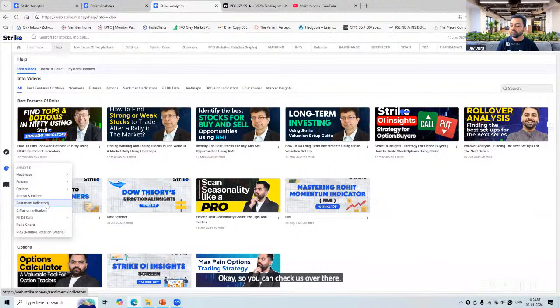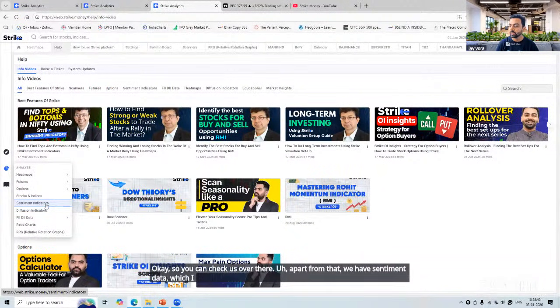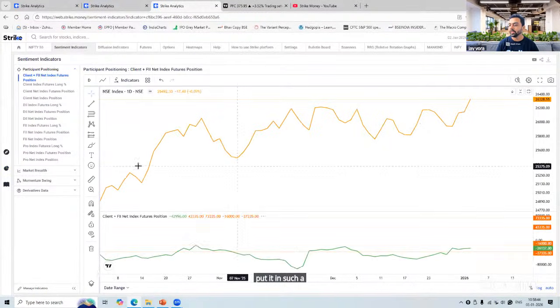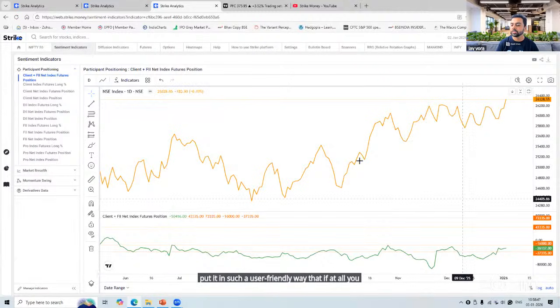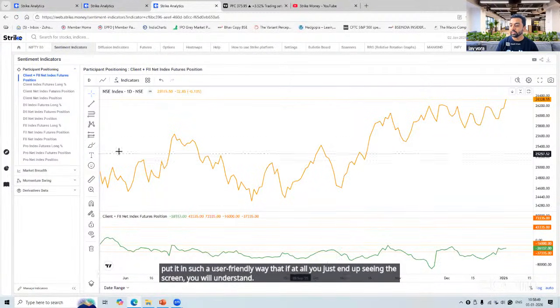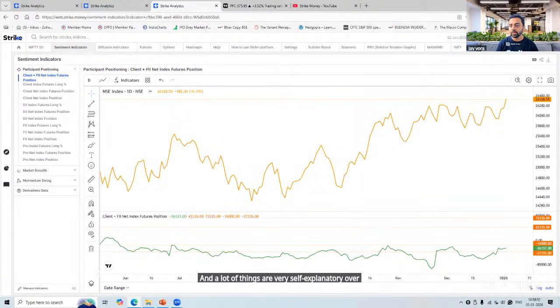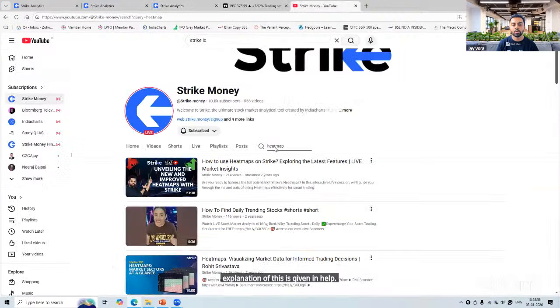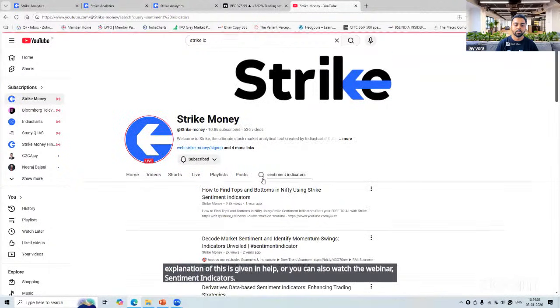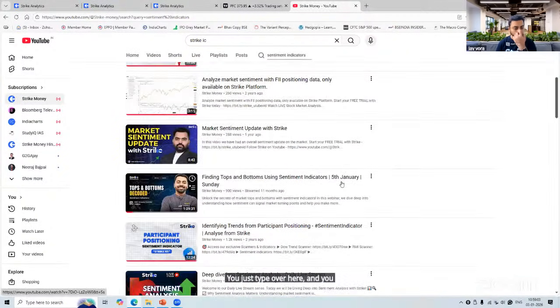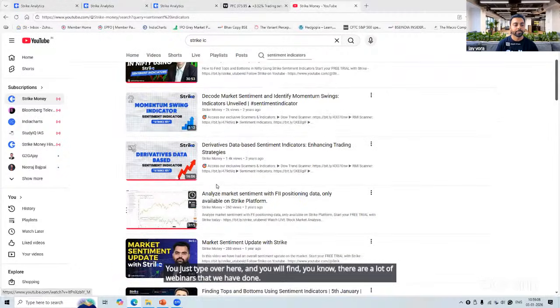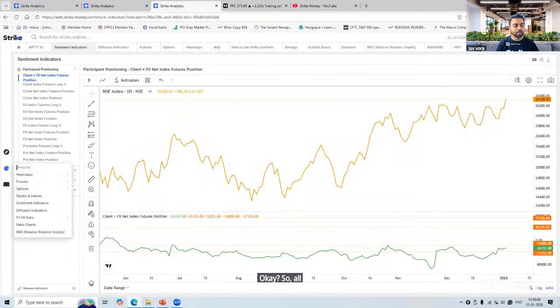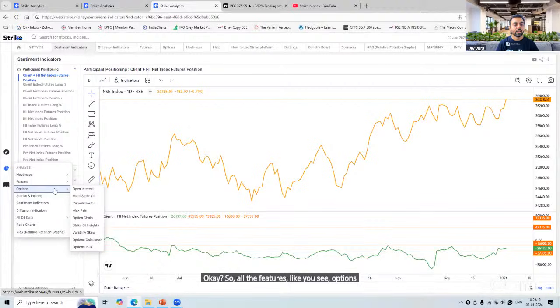Apart from that, we have sentiment data, which I told you none other platform has. And we have put it in such a user-friendly way that if you just see the screen, you will understand. A lot of things are very self-explanatory over here. But again, explanation of this is given in help. Or you can also watch the webinar on sentiment indicators. You just type it over here and you will find a lot of webinars that we have done. So all the features, like options, futures, everything we have given.